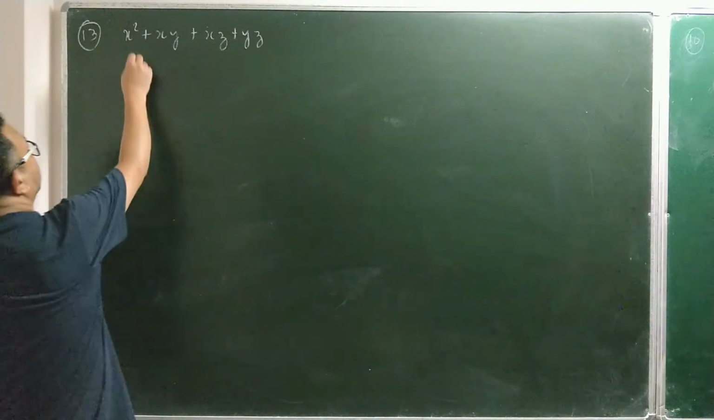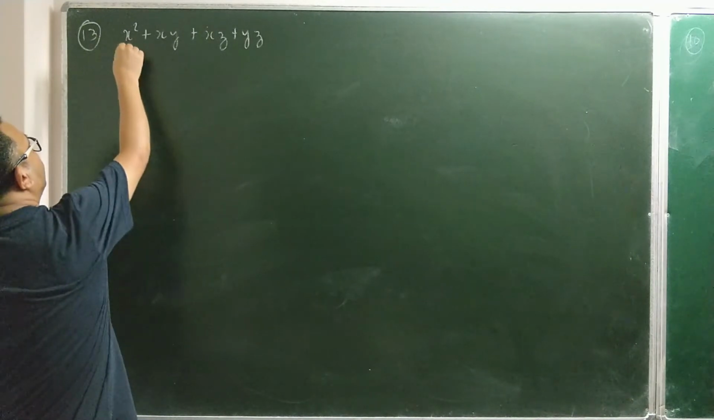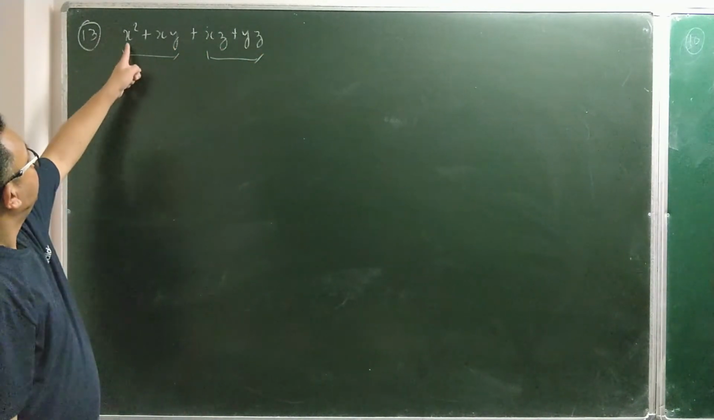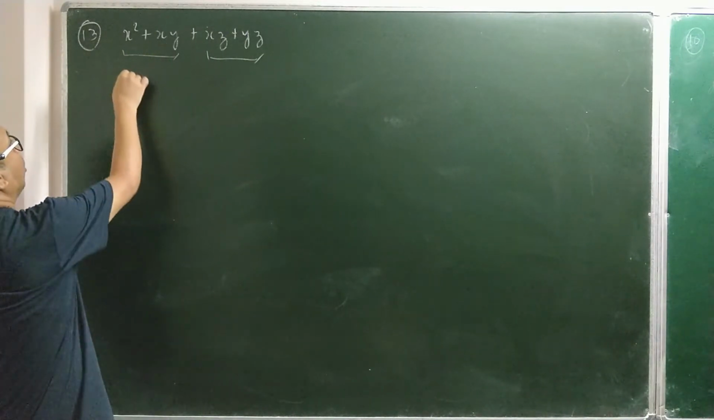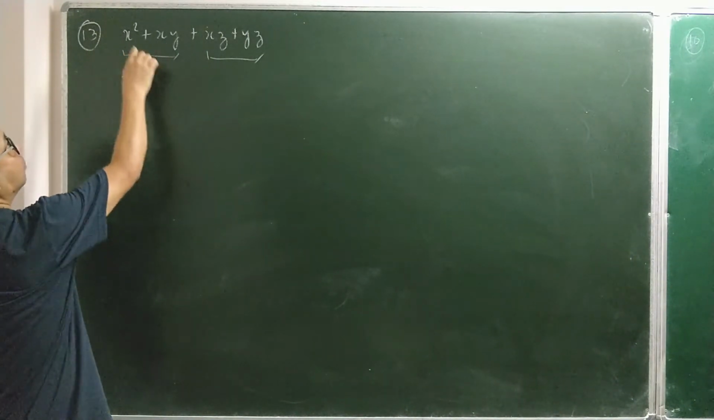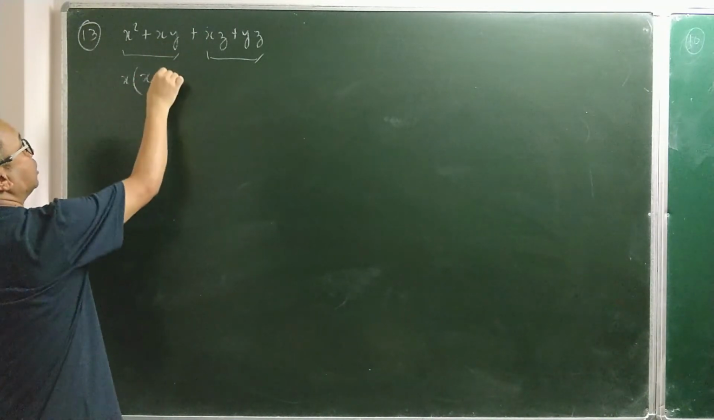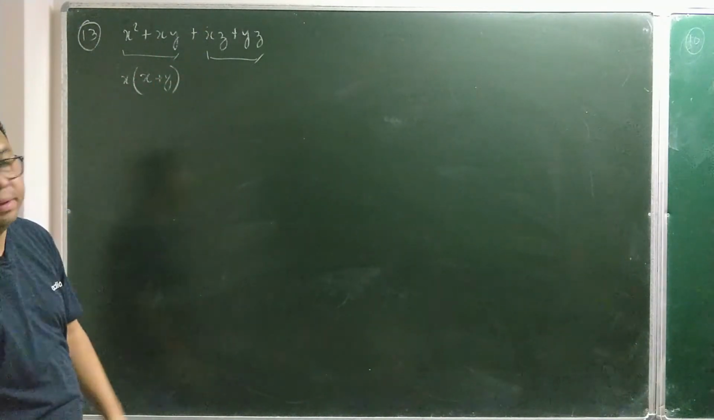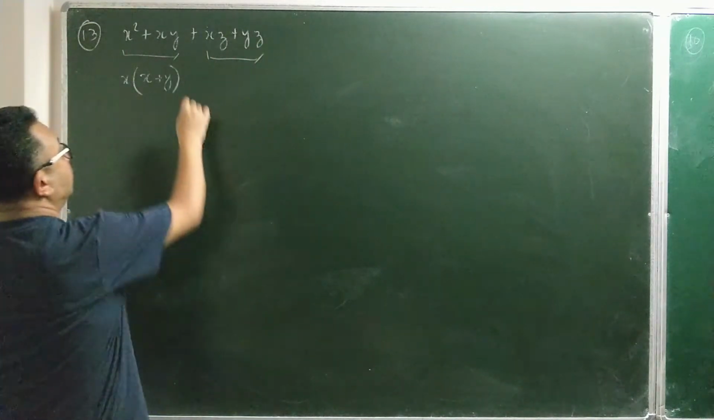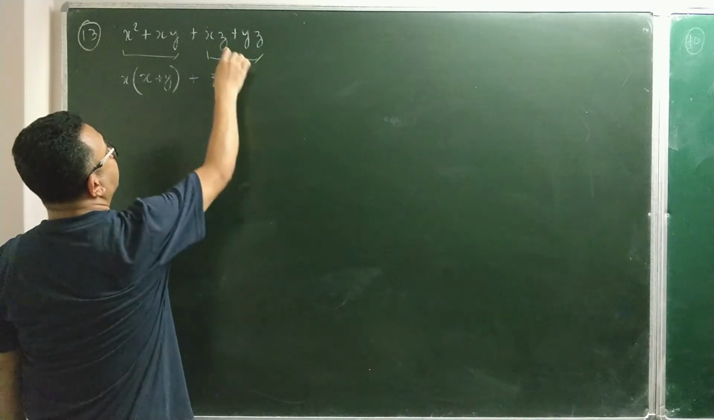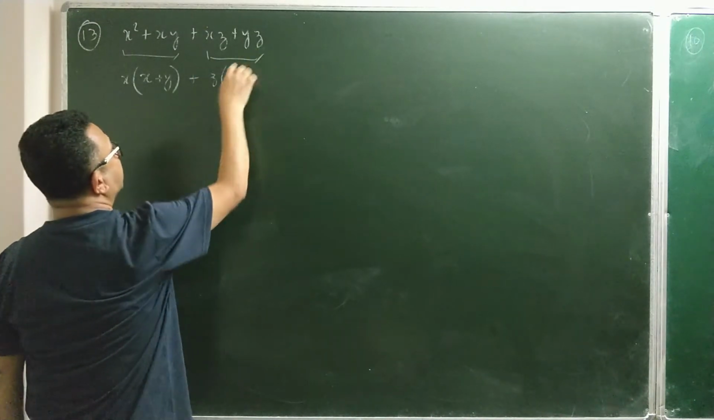Alright, this is already grouped, so I'll take these 2 and these 2. Now check, between these 2 x is common. So from x square, if one x is out, one x will still be there. From xy also one x is out, so we get x plus y. Now I'm looking at these other 2. Between these 2, z is common, z here also and here also. From here z is out means x is left, and from here z is out means y is left.